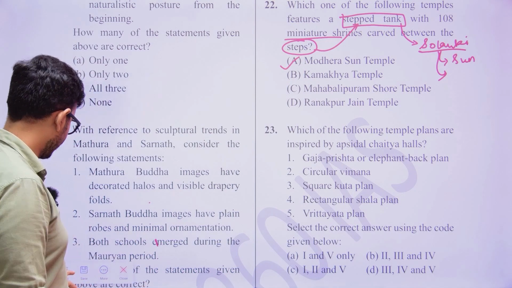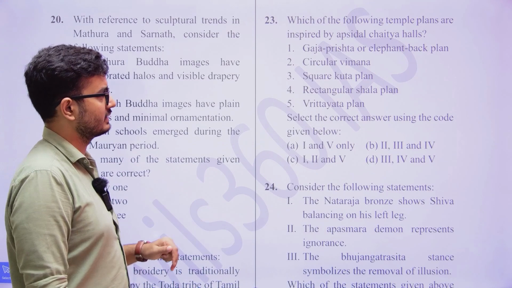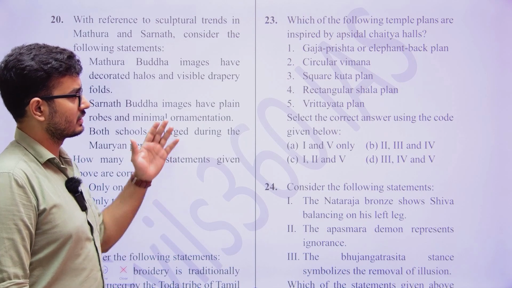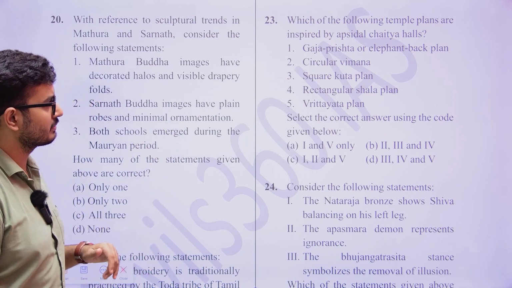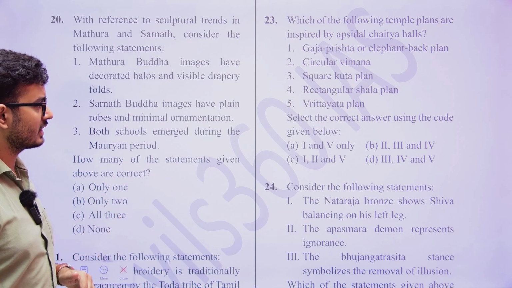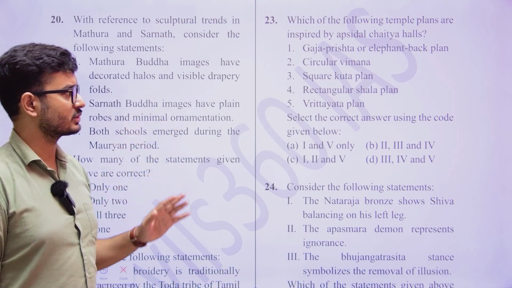Okay, now the next one, which of the following temple plans are inspired by apsidal Chaitya halls? Gaja Prishta or the elephant back plan, circular Vimana, square Kota plan, rectangular Shala plan, or Vritayata plan? Select the correct one. Now this is a very factual one.